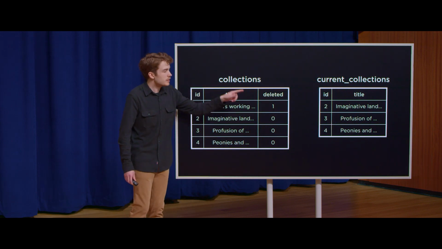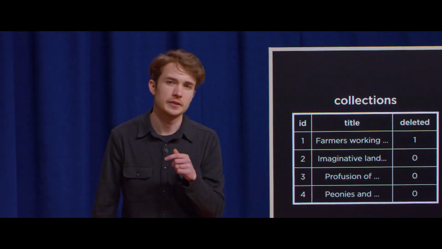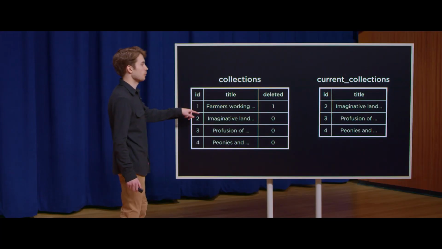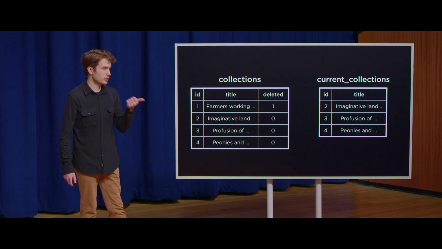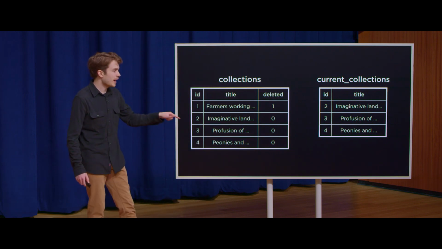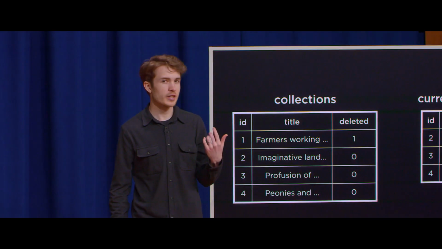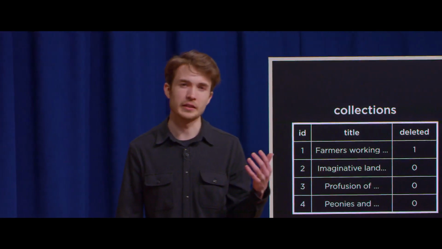Let's think then. If I wanted to insert into this view, what should I really do instead? You should add it to the collections table instead of the view. I like that idea. So I should add this row to the collections table instead of the view. But now, here's a bit of a trick. Let's say I add farmers working at dawn. We reacquired it. What should I do in that case? When I'm adding a painting I previously deleted.